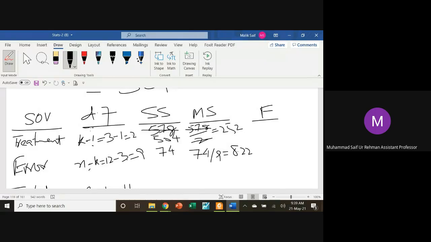So to find out the value of F, you have to write down the larger value as numerator, 252, that is MSR. You can say this is MSR or MST, T for treatments and R for regressors. So 252 divided by this value 8.22. When you divide in this way, you will have some value, and that will be the calculated value of F. See what is the value.